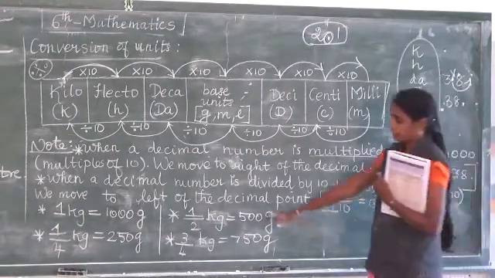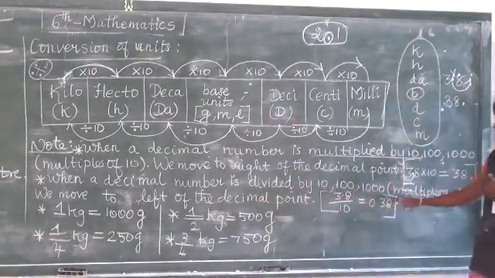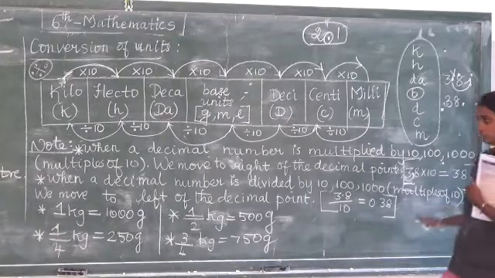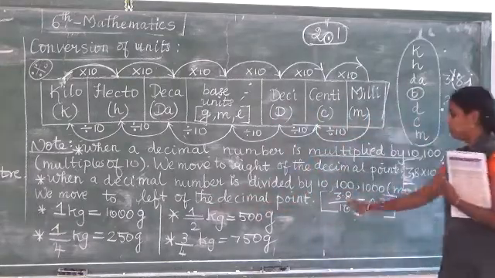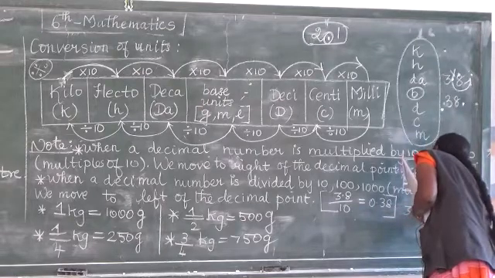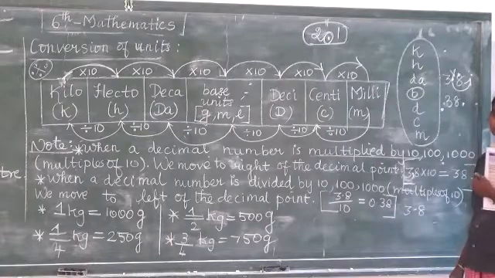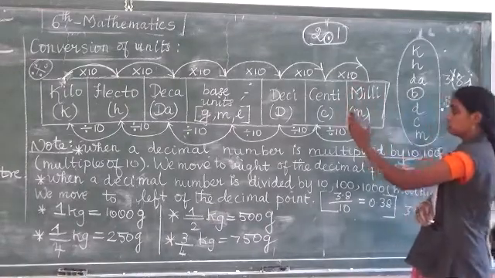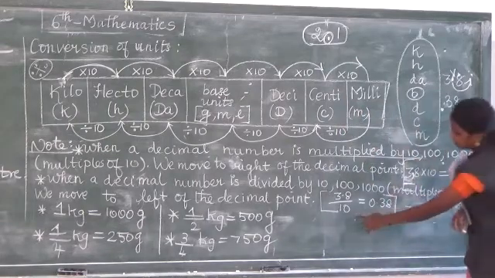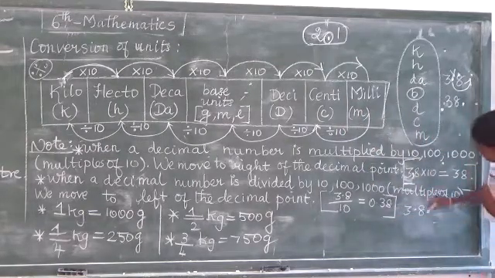Next point. When a decimal number is divided by 10, 100 or 1000 or multiples of 10, we move the decimal point to the left. The number is 3.8. It is divided by 10. Okay, division means go to the left side. This is your left side. So how many digits do you have to move? It is based on the zeros. Since we have one zero, we are moving only one place.